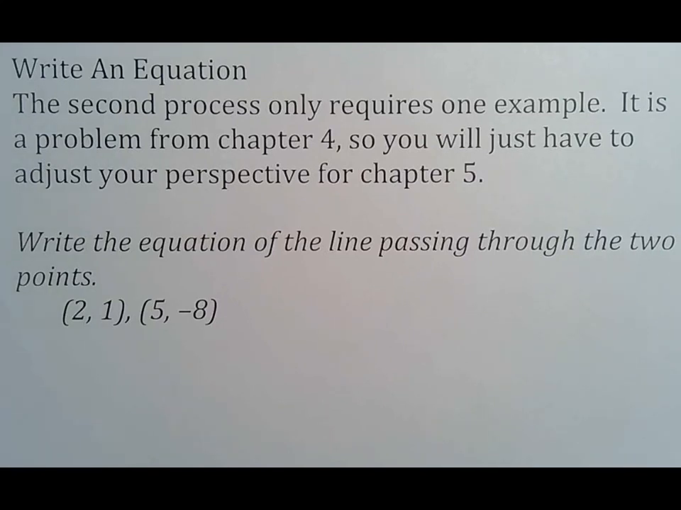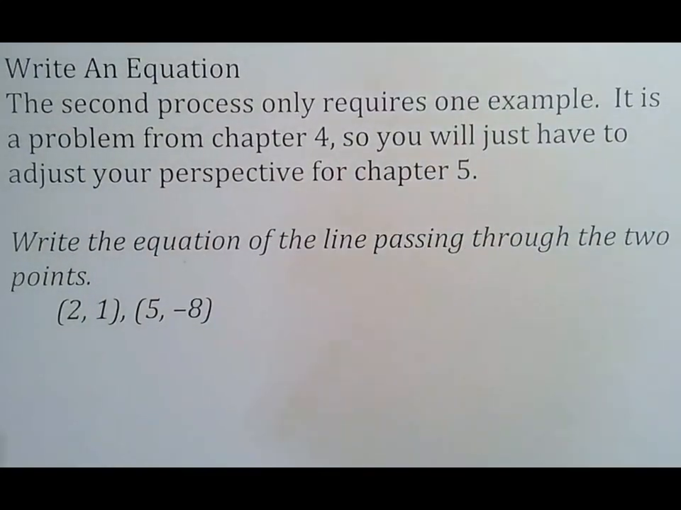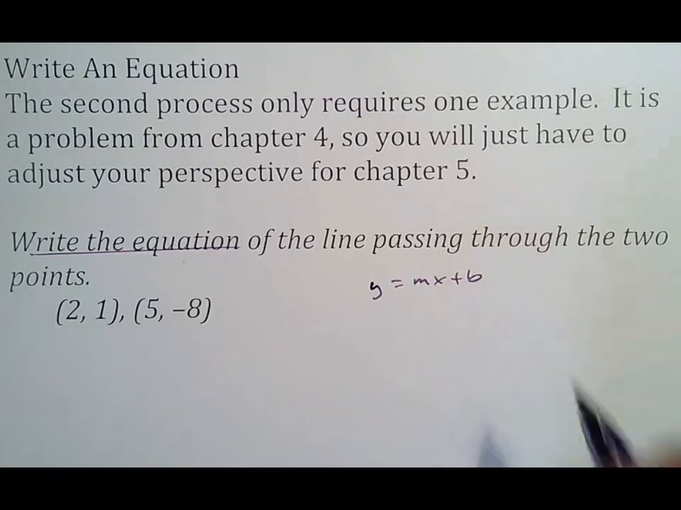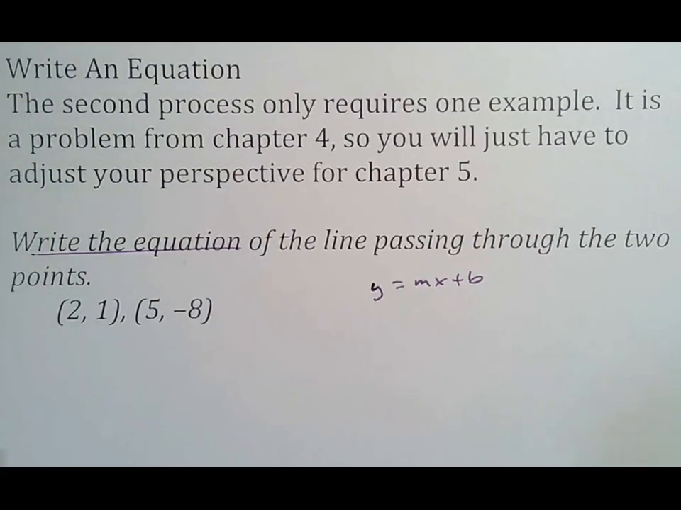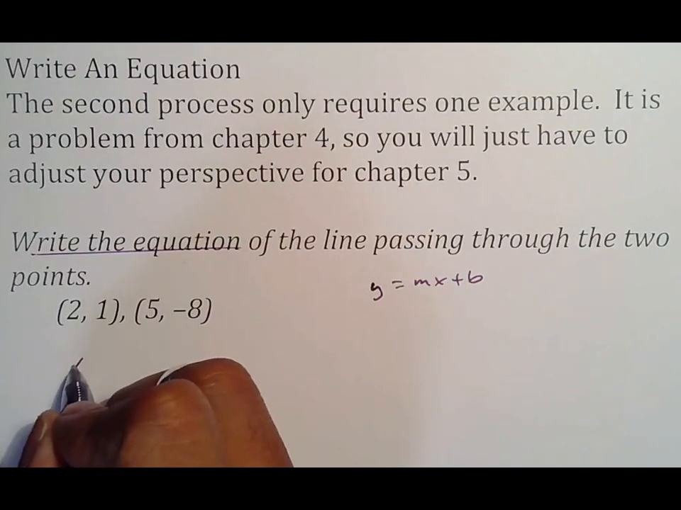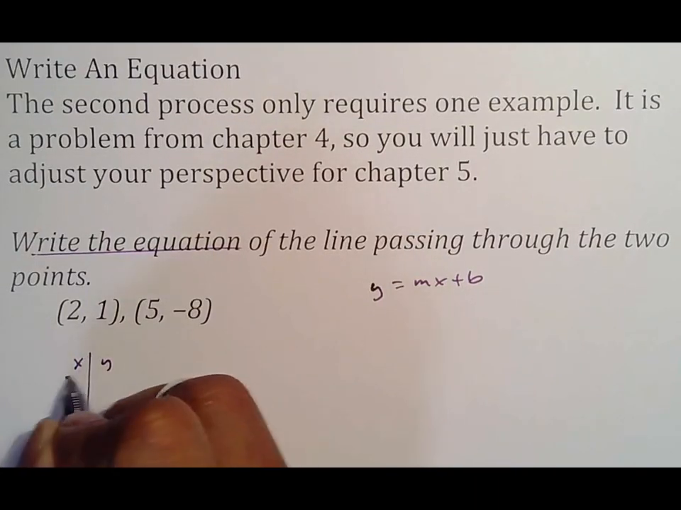It's a problem from chapter 4, so you just have to adjust your perspective for chapter 5, and that is where you have to write the equation of a line passing through 2 points. Now, when you see write the equation of a line, you're going to remember that it's y equals mx plus b. The thing is, we have a y, we have an x, but we do not have an m.